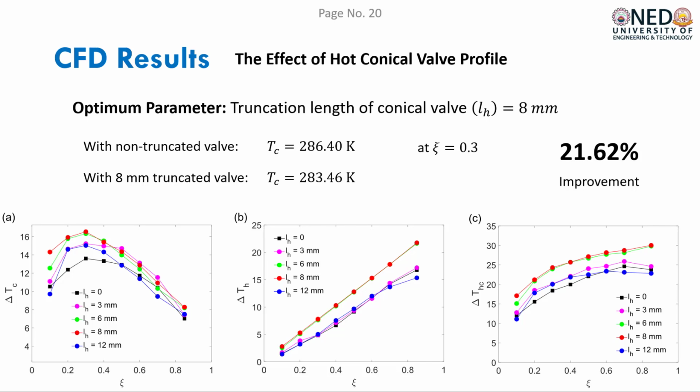The computational analysis is performed for 4 different truncations of conical valve with lengths of 3, 6, 8 and 12 mm. It is observed that the 8 mm truncated length provides the maximum temperature difference. There is around 21% cooling enhancement in curved vortex tube compared to non-truncated valve, while 26% improvement in power generation. The maximum power generation can be obtained at cold mass fraction of 0.7 in most cases.